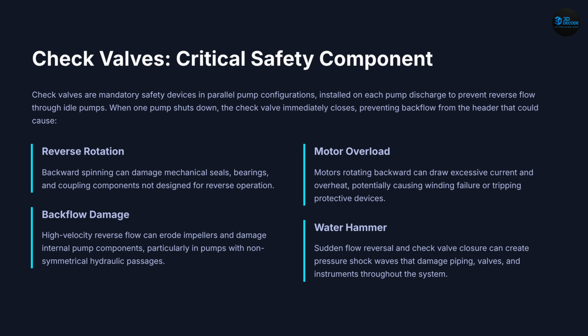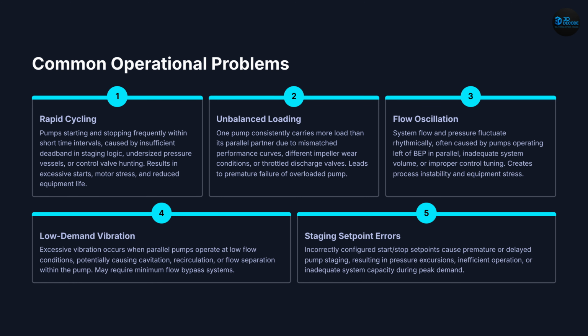Slide 13. Common problems. Some common issues include rapid cycling, unbalanced loading, flow oscillation, and vibration at low demand. These problems usually occur due to poor design or incorrect control settings.